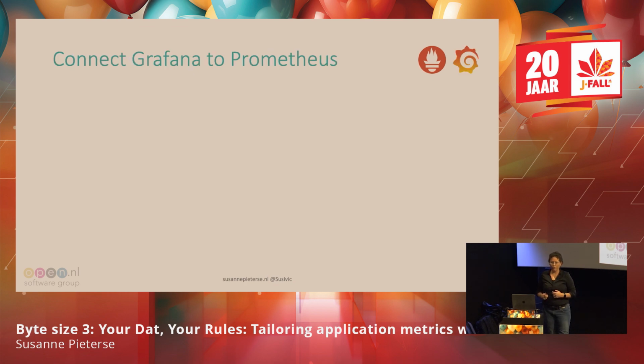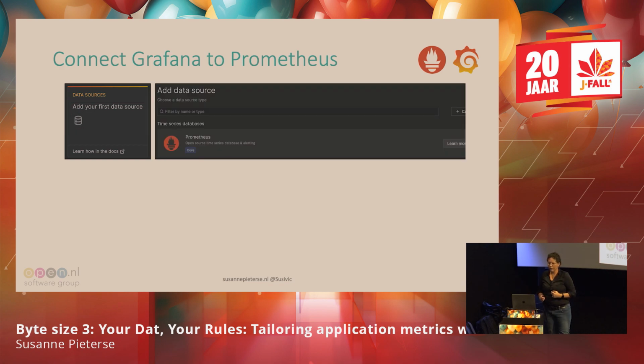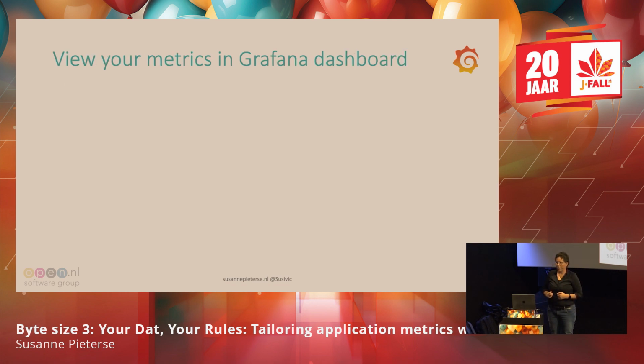Then you have to connect Grafana to Prometheus. And you do this in Grafana by saying, okay, I want to add a data source, and it's Prometheus. And then you have to tell it where Prometheus is located. In my case, I provide a Docker stack, and the container is called Prometheus, so that's why it's there.